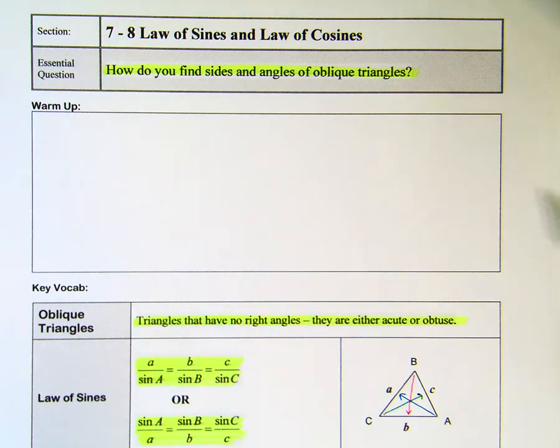Now we start with a question here. How do you find the sides and angles of an oblique triangle? So what is an oblique triangle? An oblique triangle is actually a triangle that has no right angles.